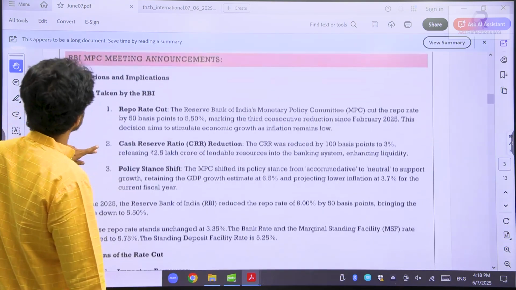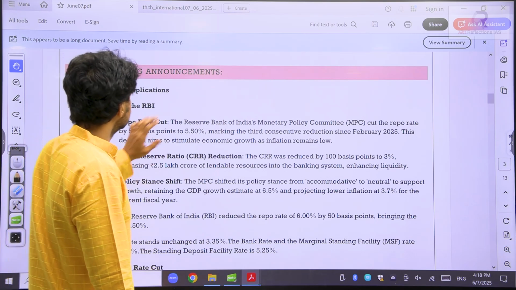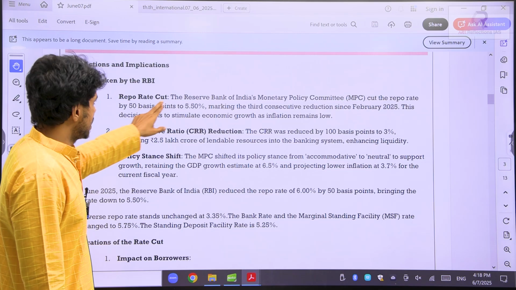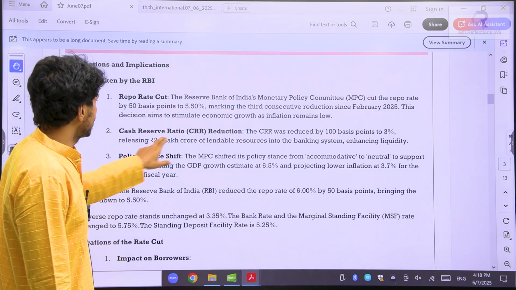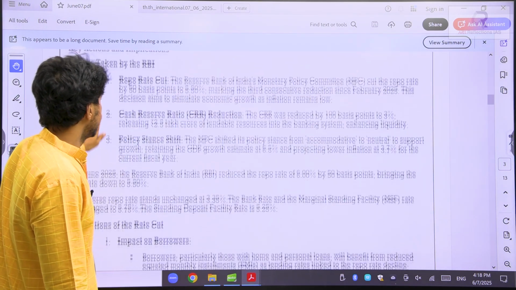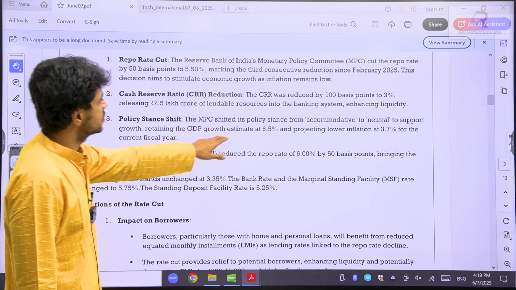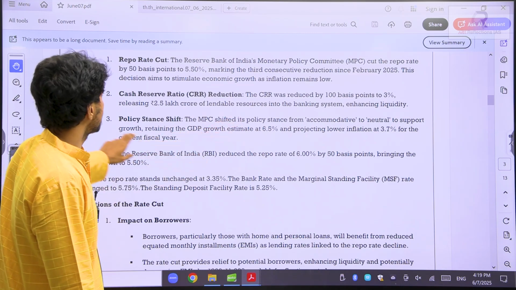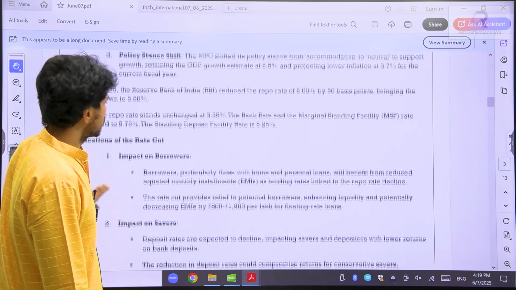Next, the RBI in the recent meeting has taken these steps. They have cut the repo rate, they have reduced the cash reserve ratio, and they have made a policy shift from accommodative to neutral stance to support the growth. So what is this thing?